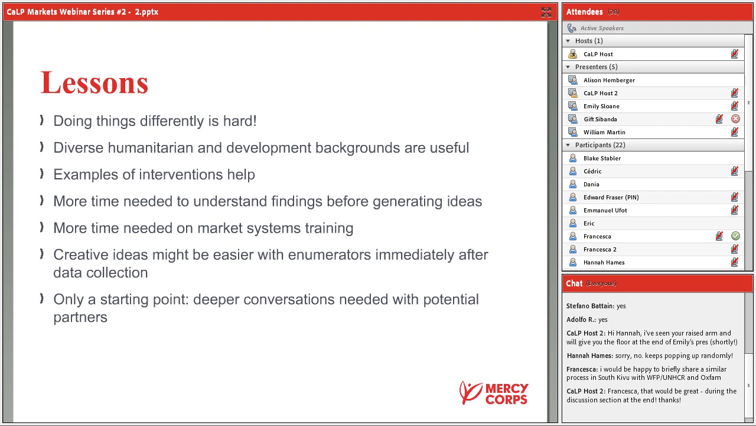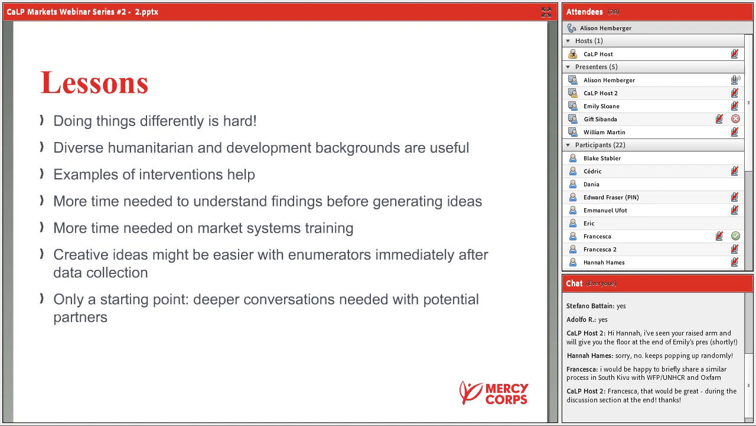Lessons that we learned. Obviously, doing things differently is hard. We had a diverse background of humanitarians and developments in the room, something that Emily touched on earlier. But we recognize that having those different perspectives can help you come up with new and creative ideas. Having those example interventions helped. But overall, we really just needed more time, both to dig into and understand the findings, and more time to think about what do interventions that look different, that work with these market actors and partner with them in new ways, look like?